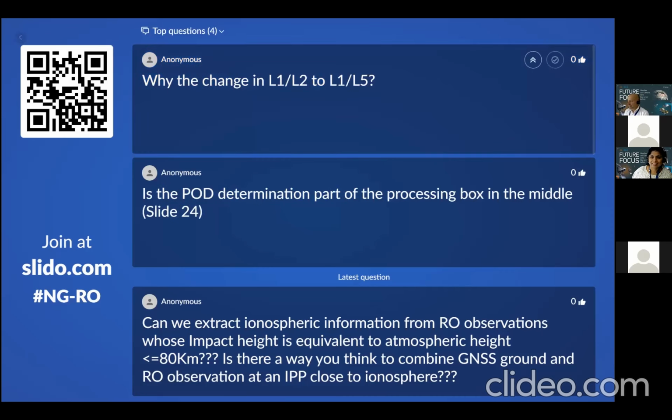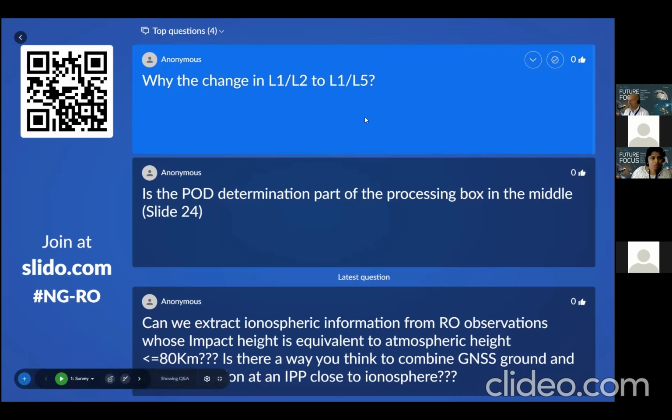Okay. Let's take the next question. The change from L1, L2 to L1, L5, in particular because of the use of the AGGA-4. AGGA-4 is this chip, which is the baseband GNSS processor, and it was developed by ESA in particular for tracking Galileo signals. And Galileo has L5 on the civilian signals of Galileo.